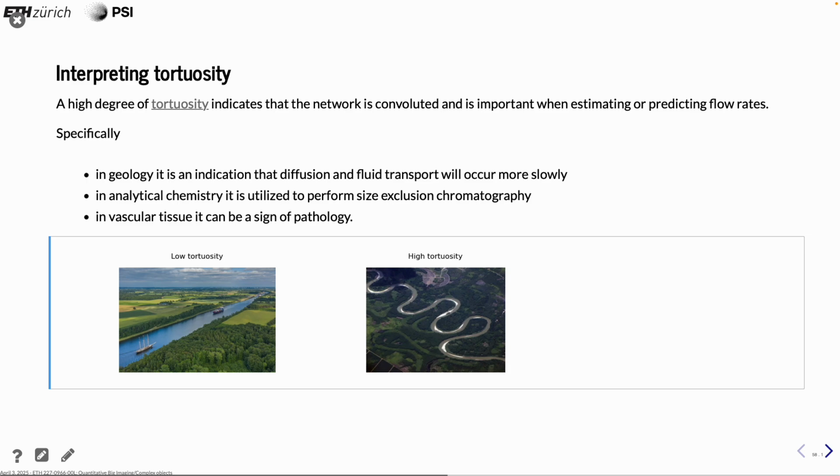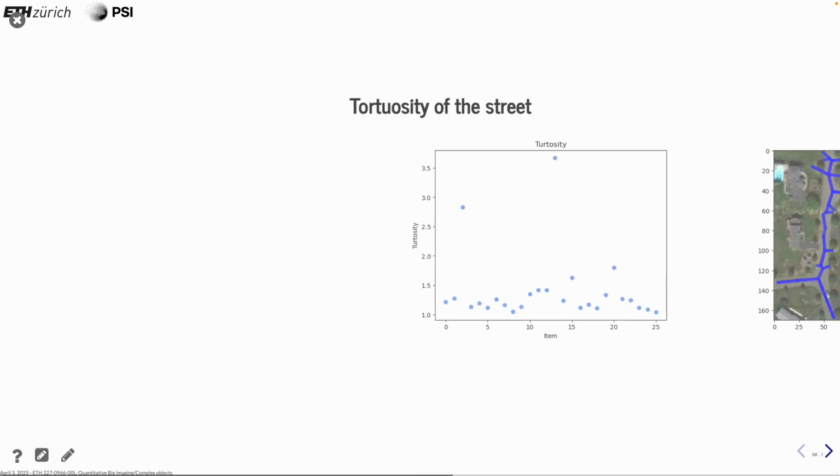And this is a number that is actually computed in a lot of applications in geology, where you want to see how fast a fluid can go through the object. Also in chemistry and in biology or medicine, you want to see how tortuous the blood vessels are, for example.